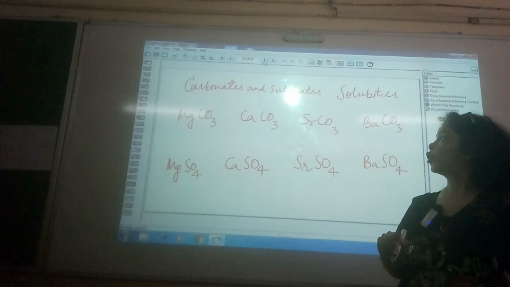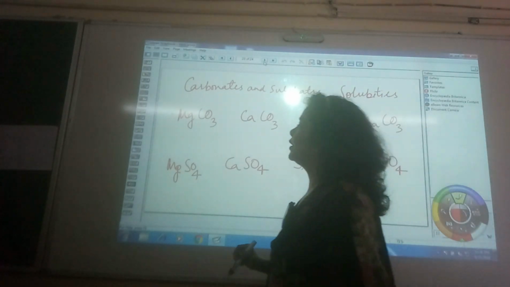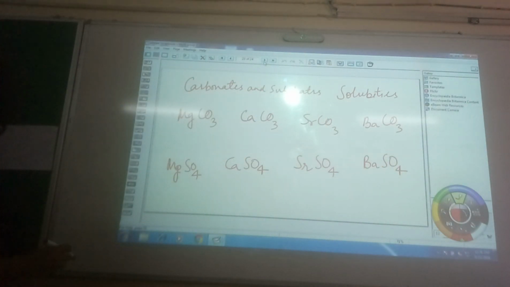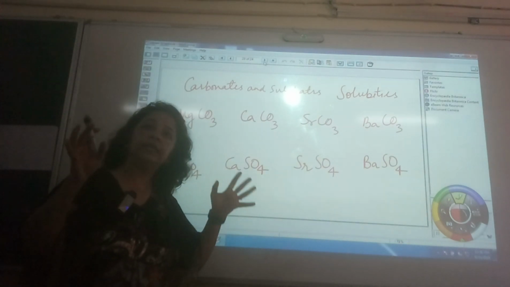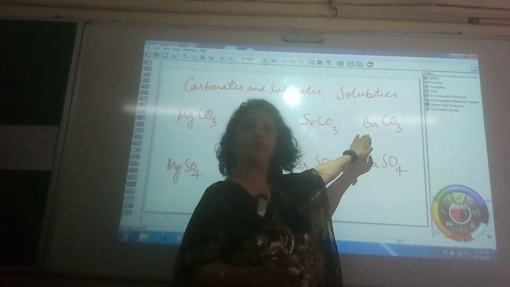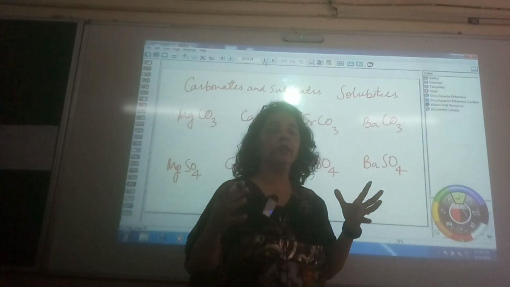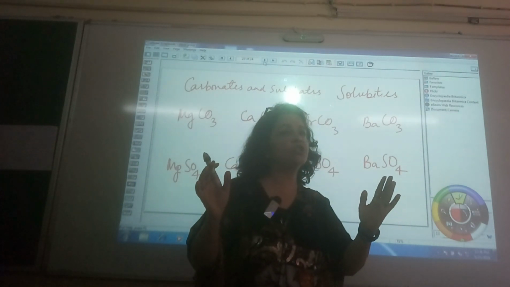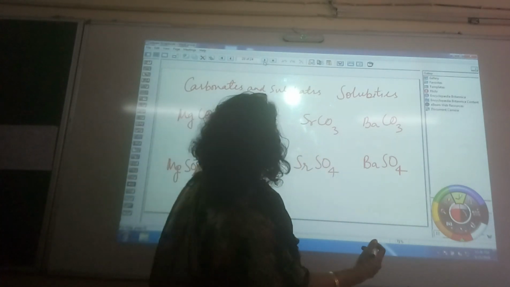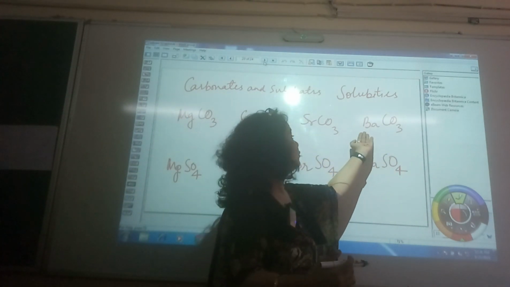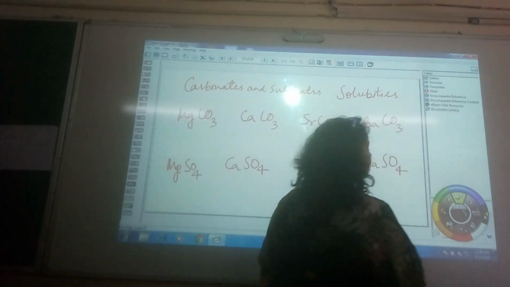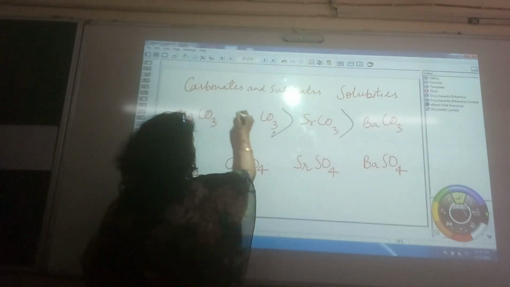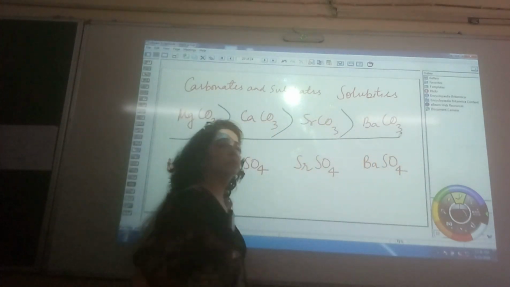Now talking about the solubilities. When we talk about the carbonates and the sulfates and their solubilities, it is found that as we move down the group, the hydration is decreasing. Why so? Because the size is increasing, so the charge upon radius ratio will decrease. Hence, as I move down the group, the hydration is less. But we very well know the lattice energy is higher. If the hydration is less and the lattice energy is higher, this will not be soluble. So, the solubility order should be this.